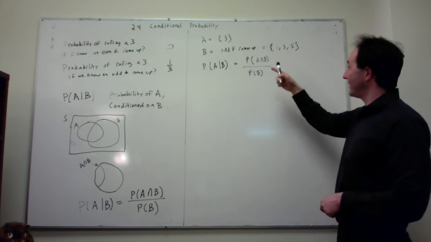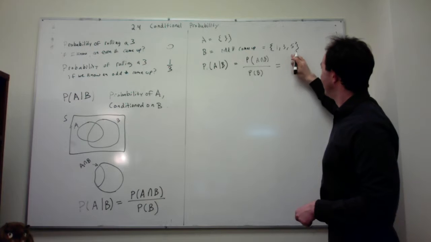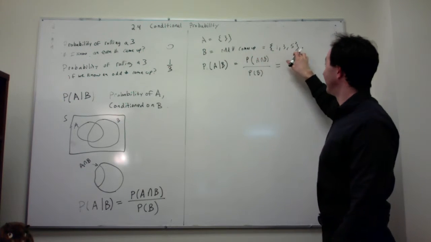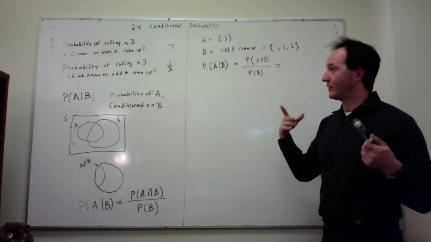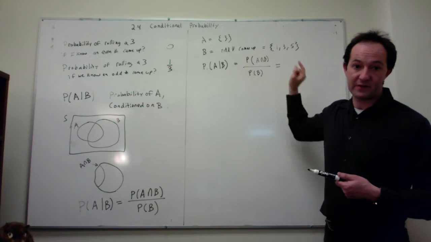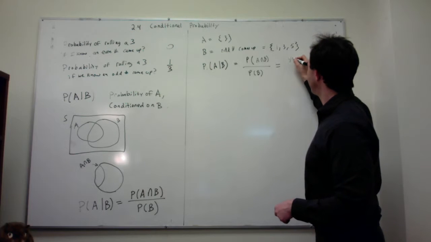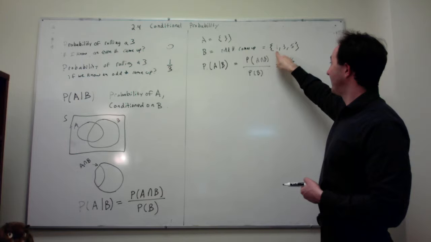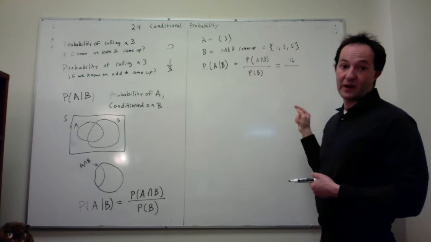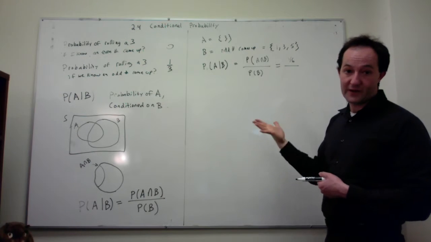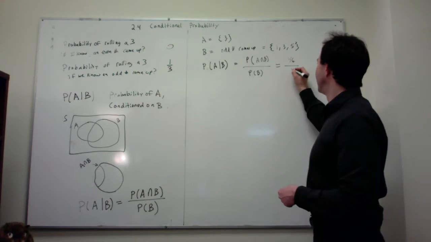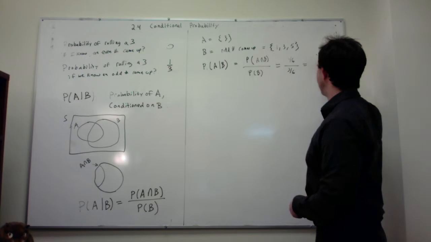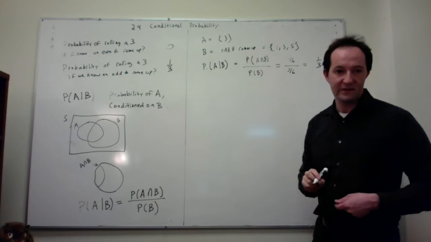So the probability of A intersection B is just the probability of A, because {1, 3, 5} intersection {3} is just {3}. So that's the original unconditional probability, which was 1 over 6. And then the probability of B, the probability of getting an odd number coming up, is 3 over 6, because there are 3 outcomes out of a total of 6. So we have 3 over 6. So this reduces to 1 over 3.